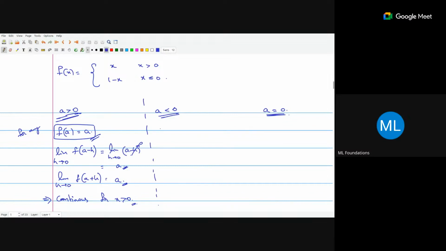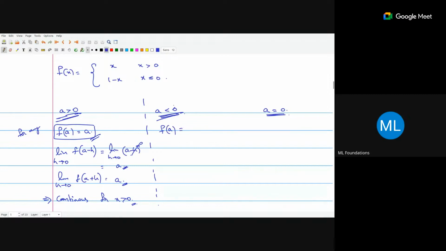Now let us come to when f(x), a is less than 0. That means I wanted to check. Sir, even there, a less than 0 is also continuous, no? It is also continuous, so that also we can check using this. So let's write it down. What will be f of a here?